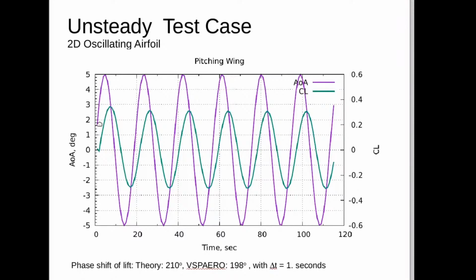Really, there's some initial startup going on there at say 0 to 30 seconds, and there's a phase shift between the peak of the angle of attack occurring and where the peak in lift coefficient occurs, and you can predict that from theory. Theory says about 210 degrees. VSPAERO would get to about 198 degrees, and this is with a time step of 1 second.